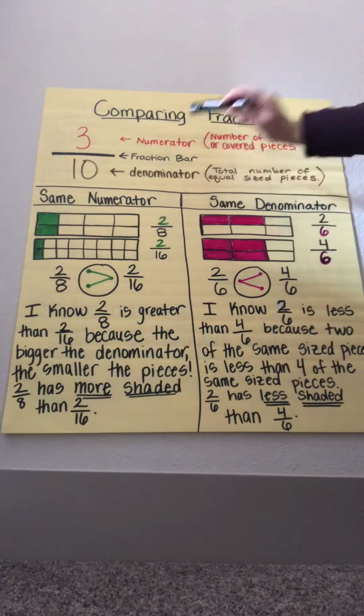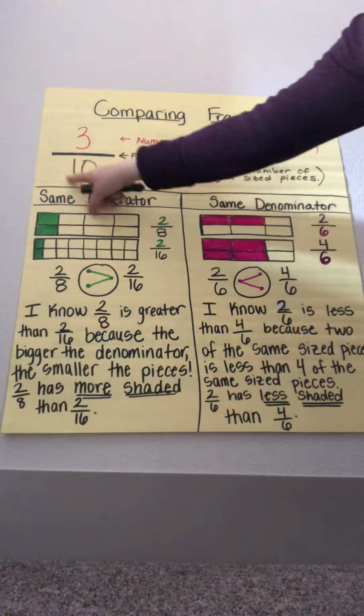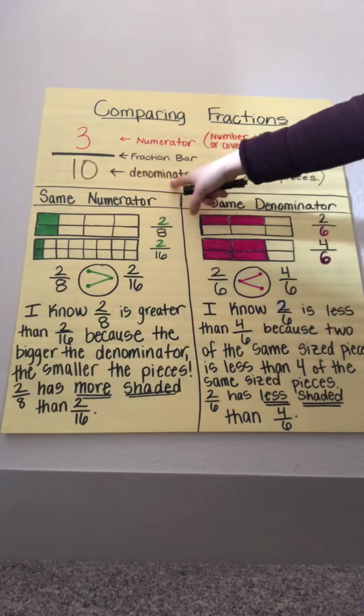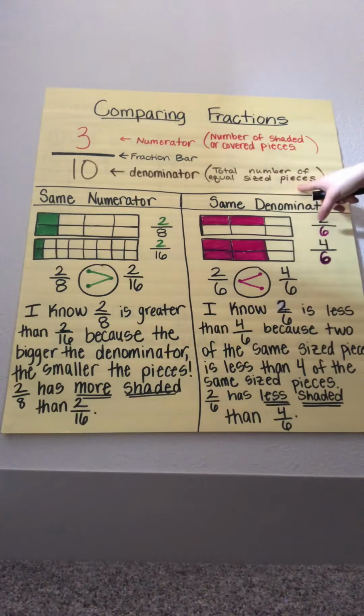So the numerator is going to be the number of shaded or covered pieces. This is the number that goes on top. The denominator, when you think denominator, think down. This is the number that's going to be on the bottom of the fraction bar. Denominator is the total number of equal sized pieces.